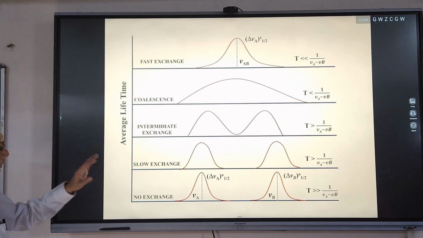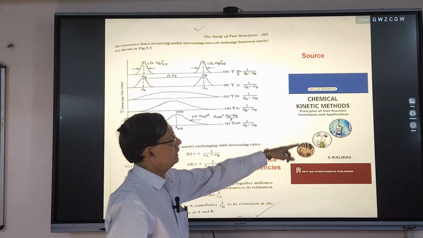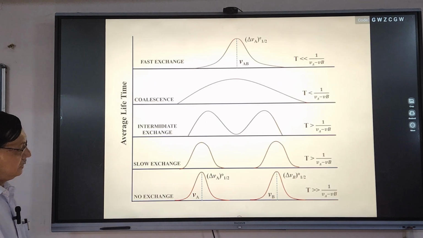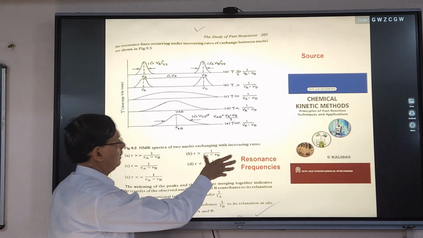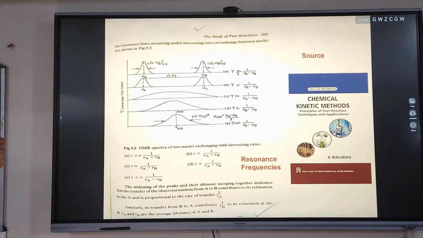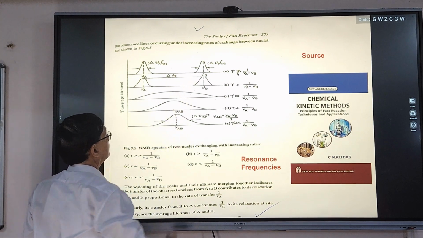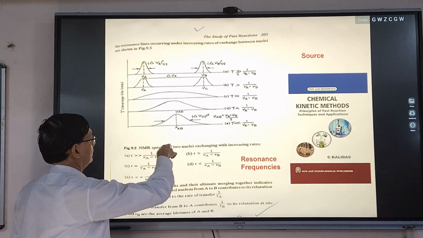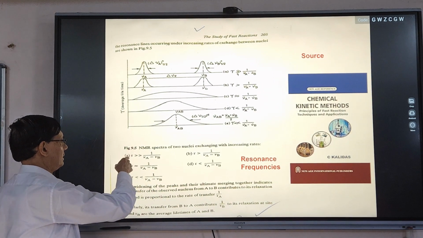I am taking original photographs from that book by C. Kalidas. It's actually the same thing, but the representation is different. So I thought that I must use the original photographs of that book also. Again, you see this different type of resonance frequency, and this line broadening depends upon this difference of this average lifetime or relaxation time.